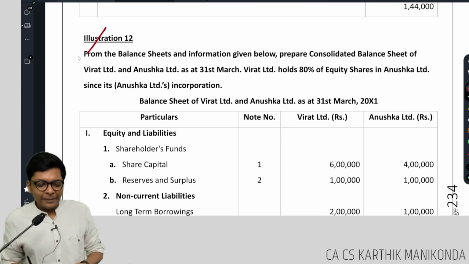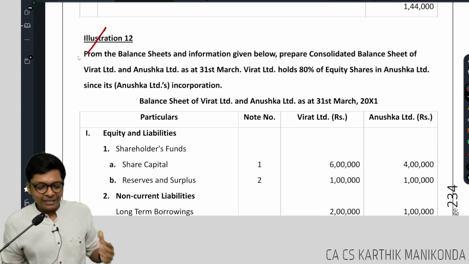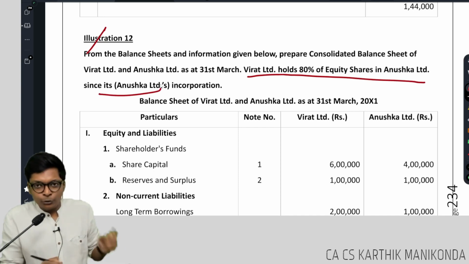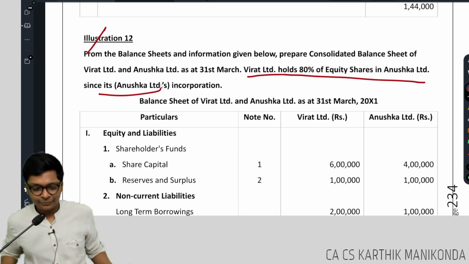Now, from the following balance sheet, prepare the consolidated financial statement of Virat and Anushka Limited. I didn't give the name, ICAI gave the name, guys. Virat holds 80% of equity shares in Anushka. Then who's holding 20%? Minority. Who is that minority? Rahul. Okay.